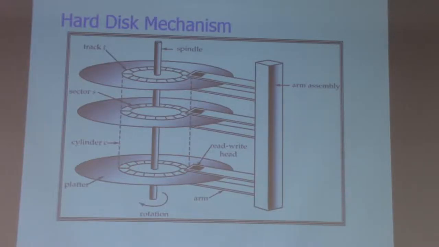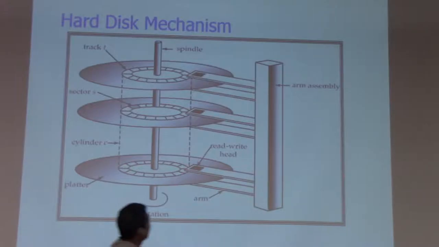And all the sectors that have the same radius, the same distance to the spindle, form a logical concept called the track. So all of these together form a track. And all the tracks that are the same distance away from the spindle across all the platters form another abstraction called the cylinder. Make sense? Any questions so far?